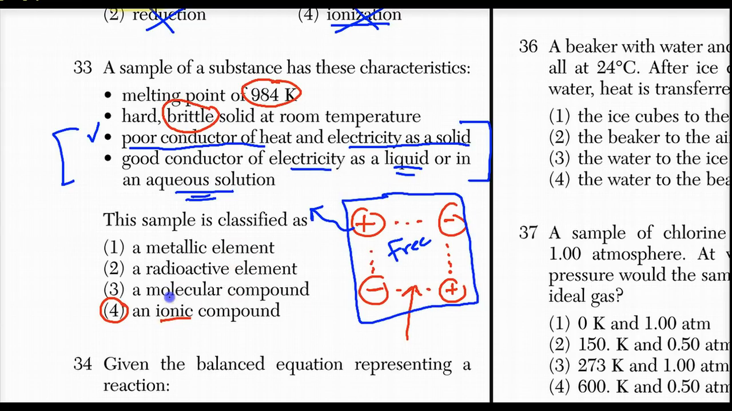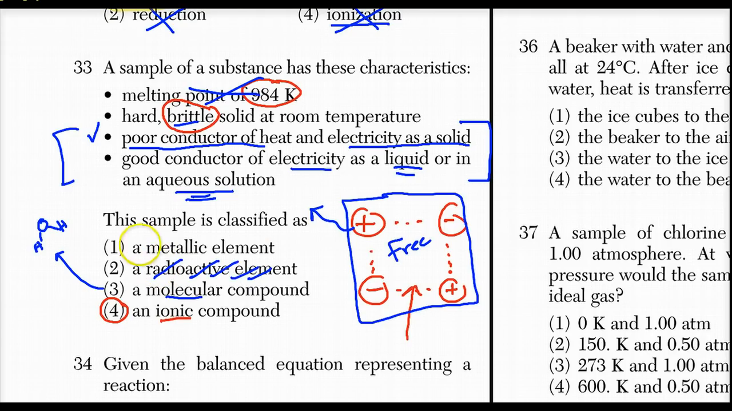A molecular compound is something covalently bonded, like ice or water. That's going to have a low melting point. It may be brittle, and it's never going to be a good conductor in an aqueous solution. Radioactive elements, that just doesn't make any sense.